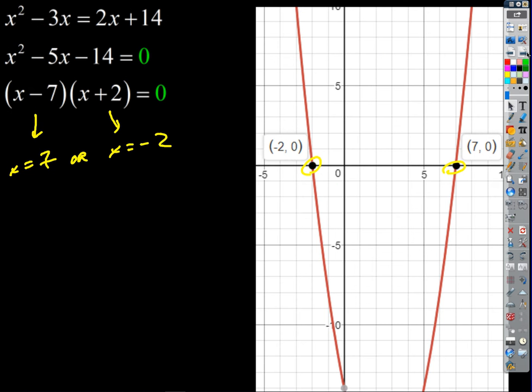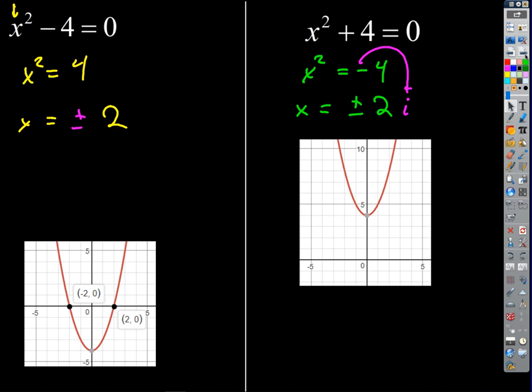Right? This is a second-degree polynomial. We know that because the highest power of x is a 2, and sure enough, we have 2 zeros, right? Here's a second-degree polynomial. We got 2 zeros. Here's a second-degree polynomial, and we got 2 zeros. They just weren't x-intercepts, but I still got 2 of them, plus or minus 2i, right?